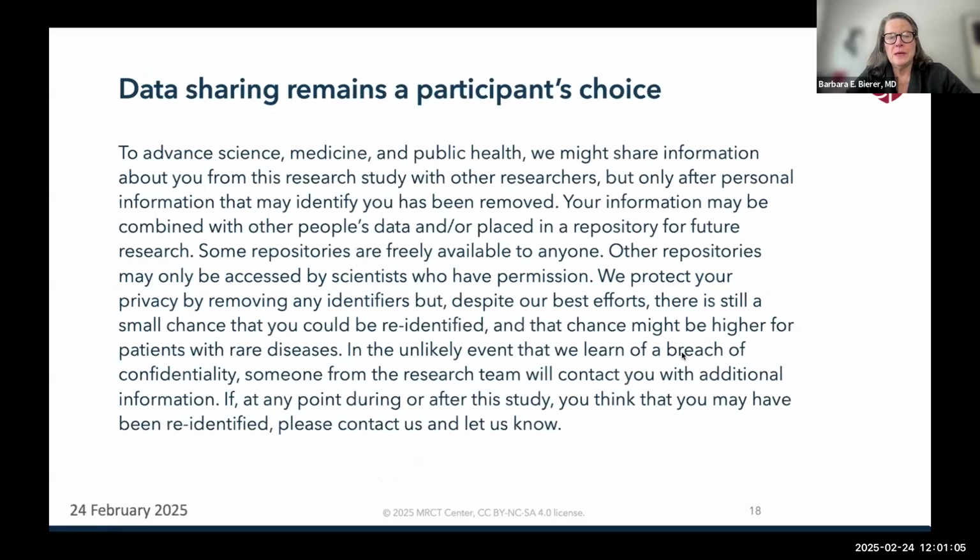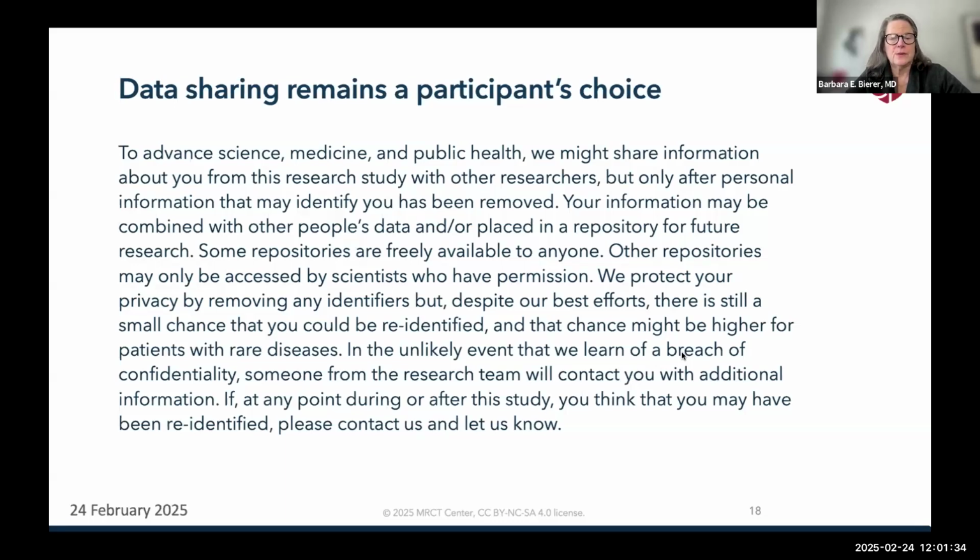Your information may be combined with other people's data and/or placed in a repository for future research. Some repositories are freely available to anyone. Other repositories may only be accessed by scientists who have permission. We protect your privacy by removing any identifiers, but despite our best effort, there is still a small chance that you could be re-identified, and that chance might be higher for patients with rare diseases.